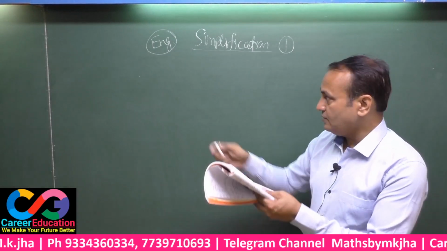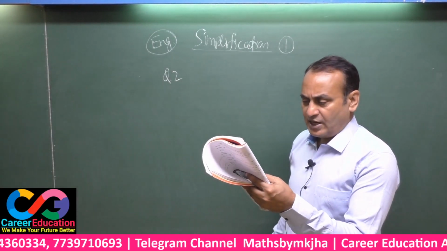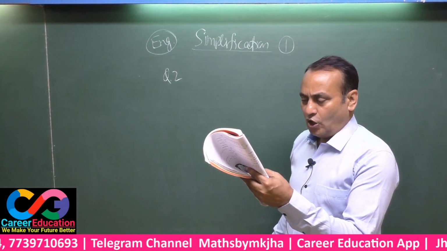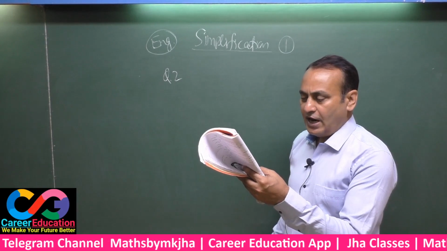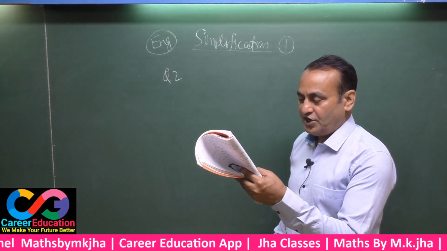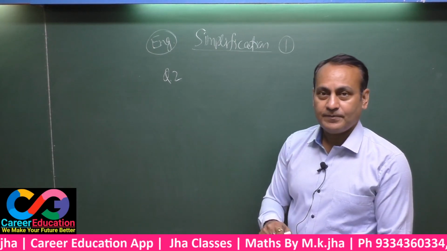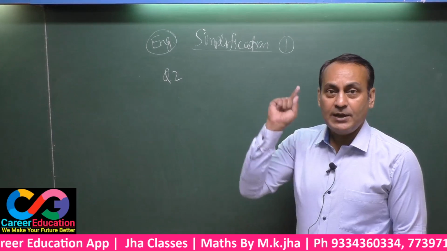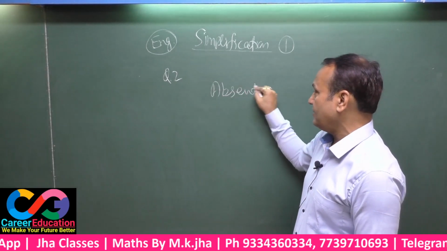Question number 2. A servant has been kept for 30 days on the ground that for each present day he will be given rupees 400, and for each absent day he will be deducted rupees 100. If he gets only rupees 800 at last, find out the number of days he remains present. You have to find out the days he remained absent.